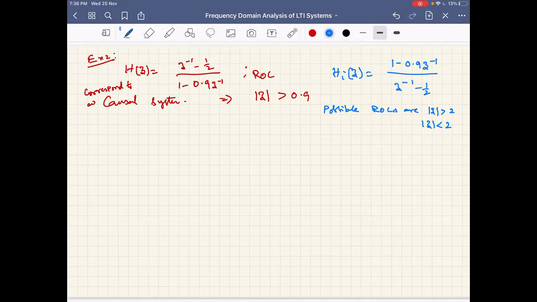So now, among these two, which do we suggest as the possible ROC? Say, if we consider the case 1, see, for both of them, we have the overlap with respect to mod z greater than 0.9. And hence, both are possible ROCs in this case. However, if we consider case 1, that is, H inverse of z has the transfer function given by this z transform, but the ROC is mod z greater than 2, it implies that it is a causal system.